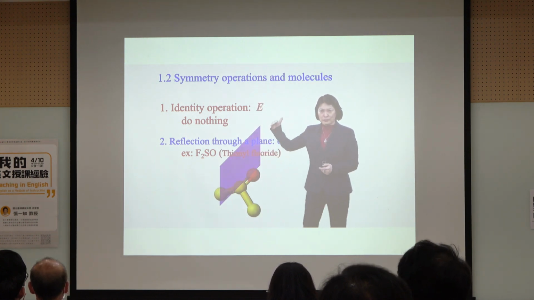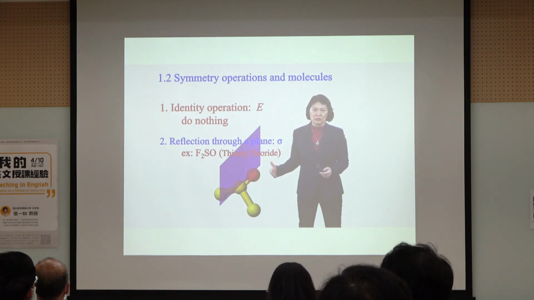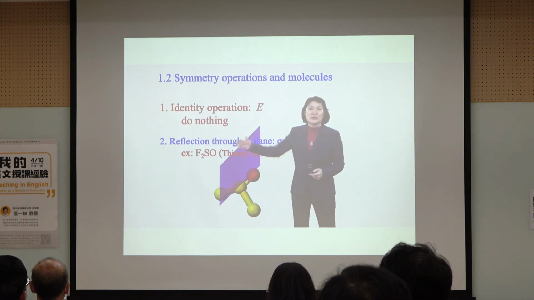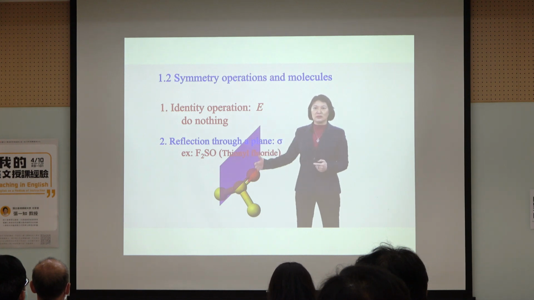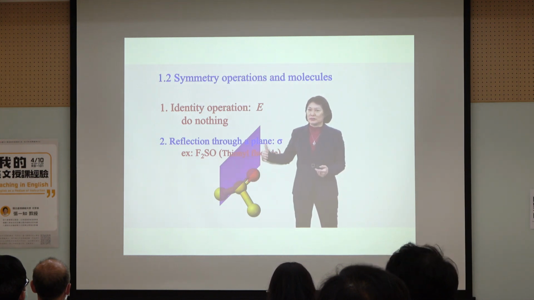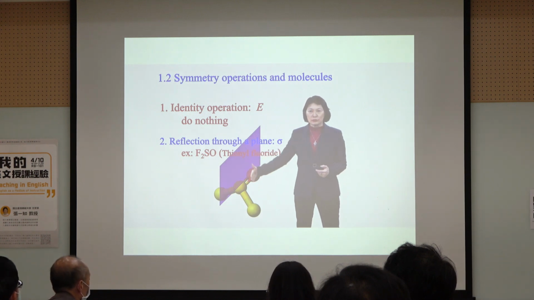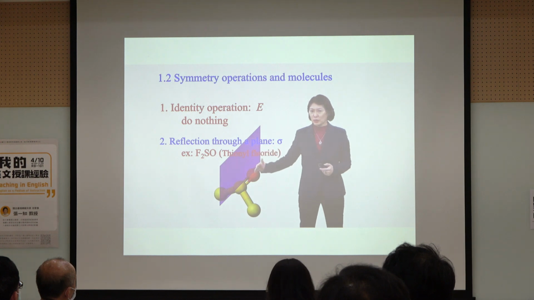By doing this reflection, the molecule itself has not changed. The sulfur is still sulfur, the oxygen is still oxygen, and the fluoride is interchanged with the other fluoride. If I label the fluorides, the compound becomes slightly different, but we know the fluorides are the same, so they are identical to what we started with. So the thionyl fluoride molecule has 1 mirror plane.